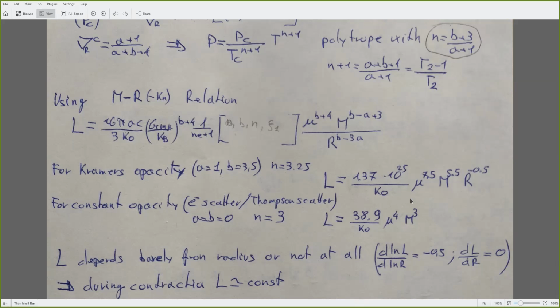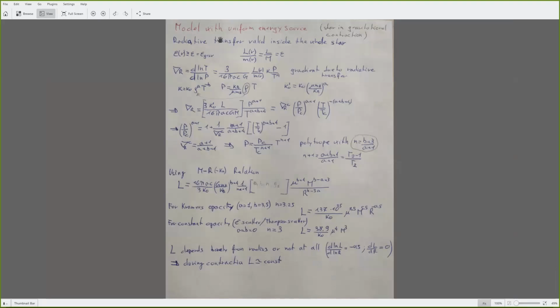Okay, update it to the register of the present. So with this model, in uniform source energy, we can see that at the end we can suppose the luminosity is quite constant for a star that is contracting and radiating energy by the contraction.